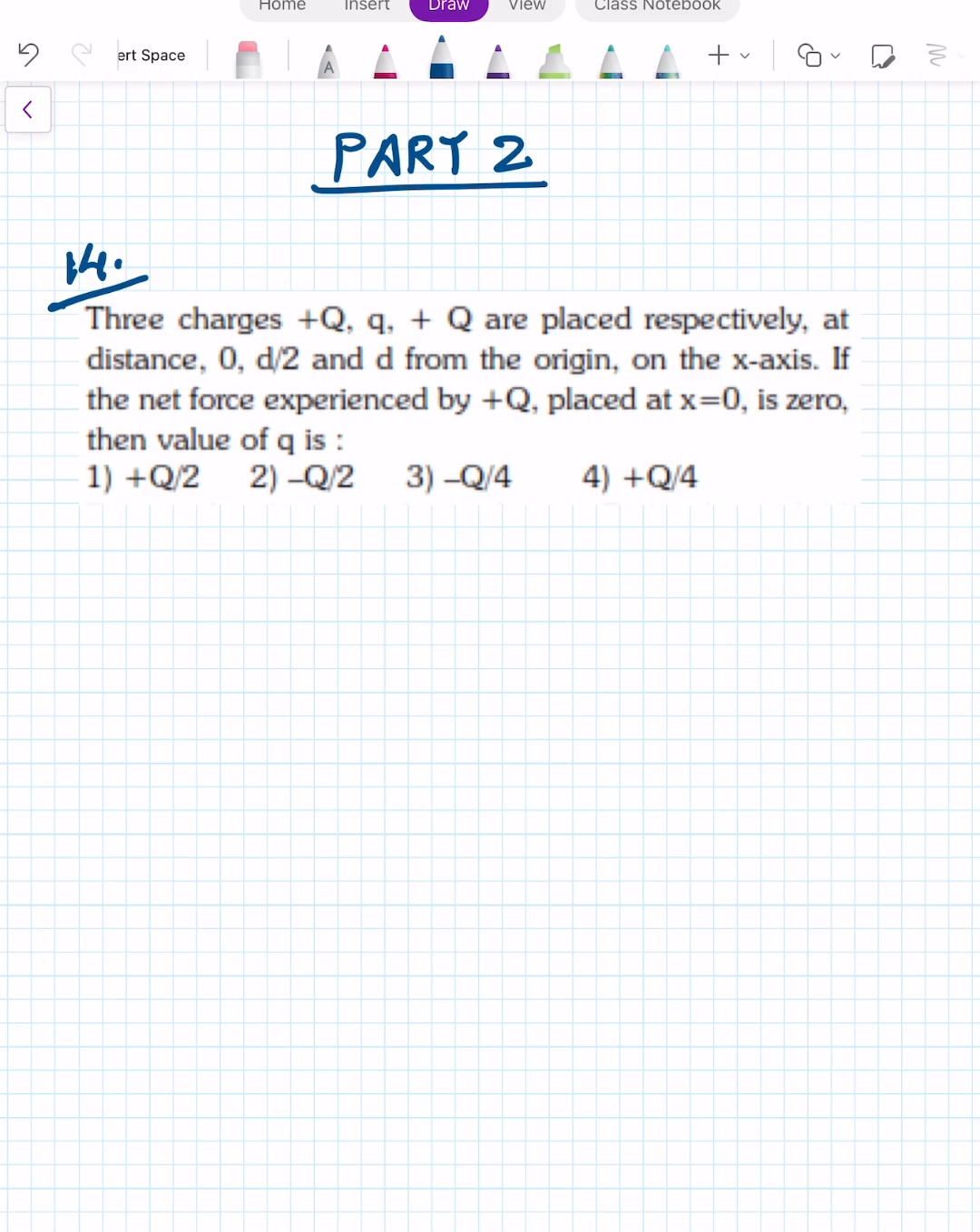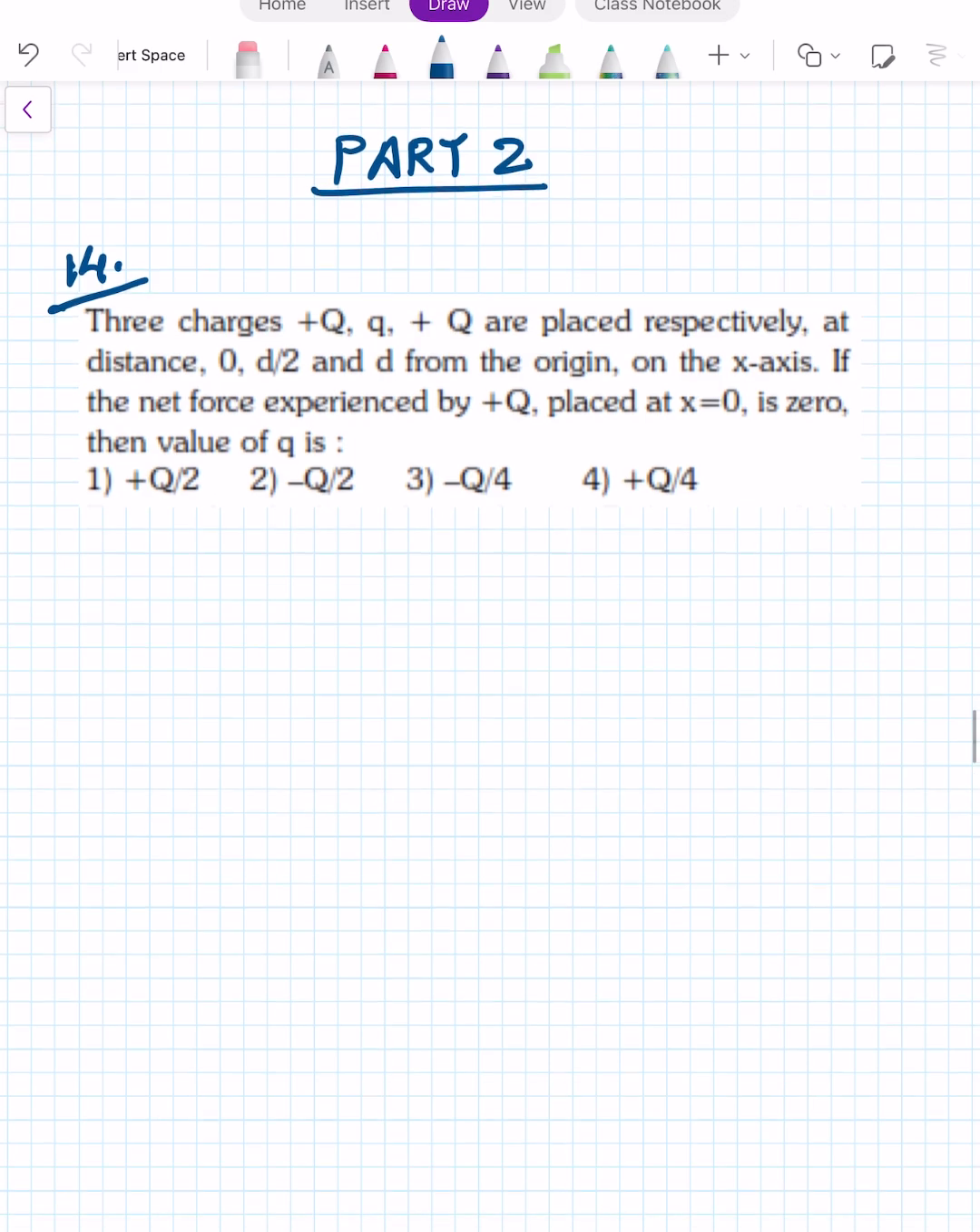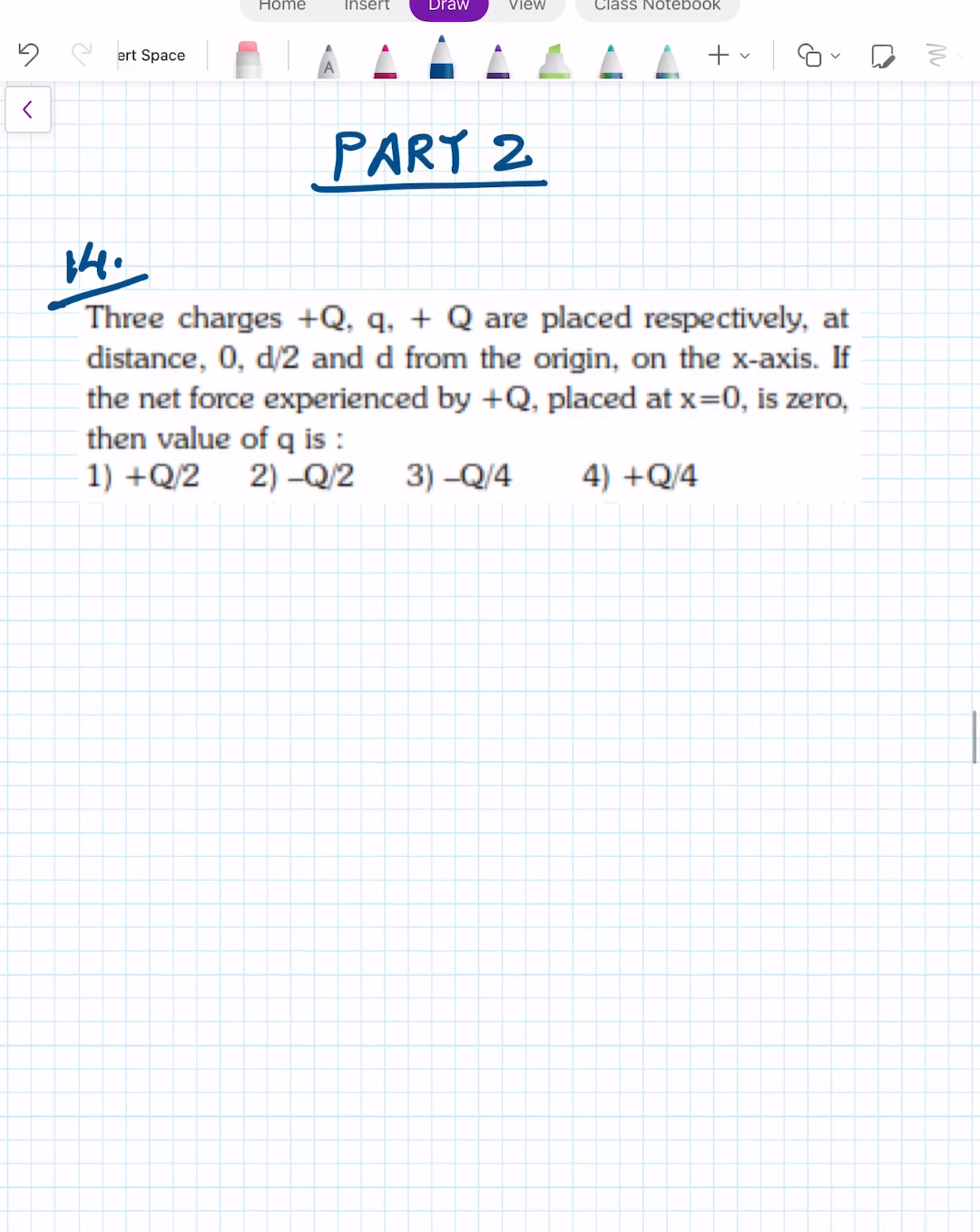This question is based on the principle of superposition. When multiple charges are placed, how do we find the force experienced by any one particular charge due to all other charges? Now, in this question, it is mentioned there are three charges, Q, capital Q, and plus Q respectively, at the distances 0, d by 2 and d from the origin.